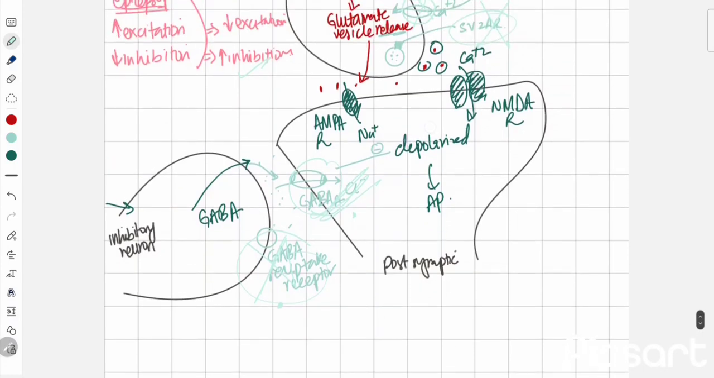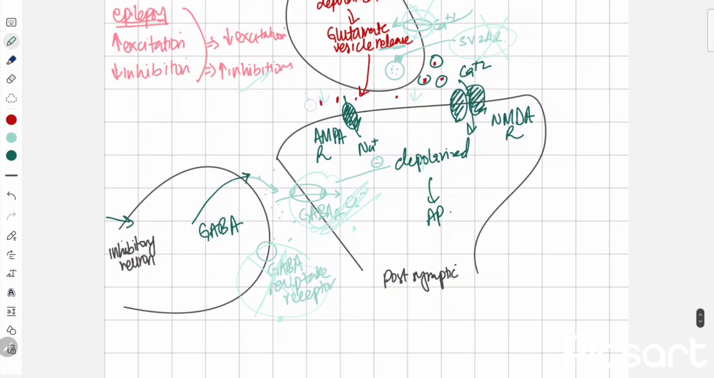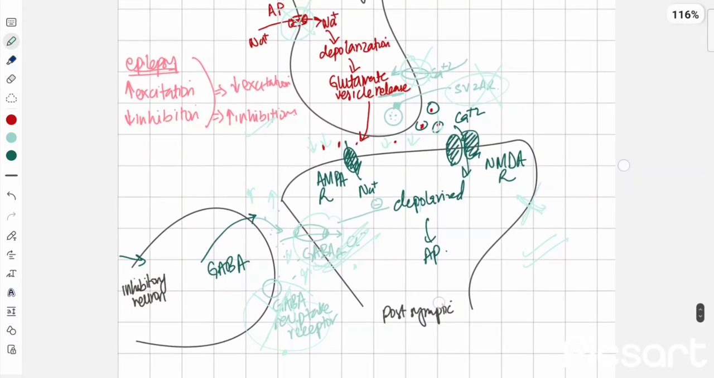So if we have less glutamate in the synaptic cleft and more GABA in this particular synaptic cleft, we are not going to stimulate this postsynaptic neuron, and we are done. There will be no seizure. That is basically the concept that we want to do right here. Okay, that is our goal.